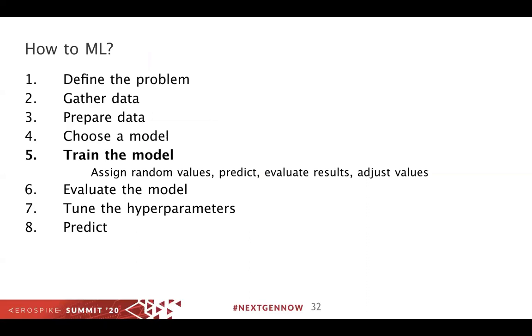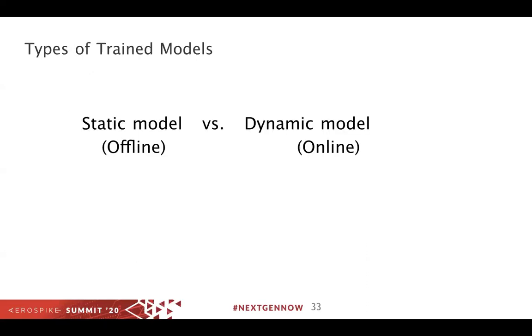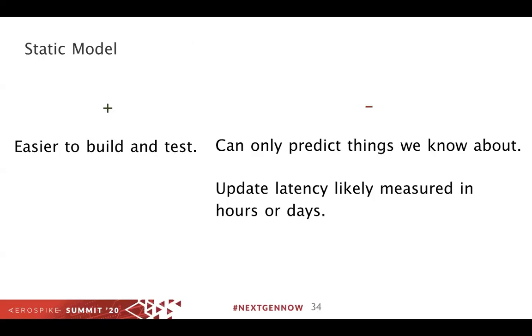From our steps of how to do machine learning, this lands us here. And you can roughly separate training into two types. You can do the static model and you can have a dynamic model, online versus offline. Static model is basically trained locally, and then all the outputs are uploaded. So it's easy to build, it's easy to test, all the predictions are done ahead. And the cons is that it can only predict things we know and trained about. And if you do choose to update, you have to do an update on the entire thing, and this will take a few hours or a few days.